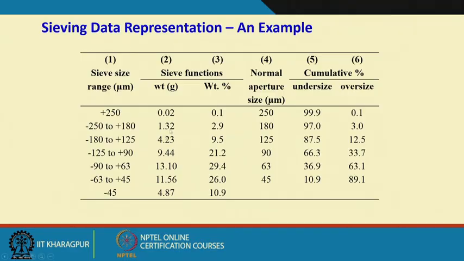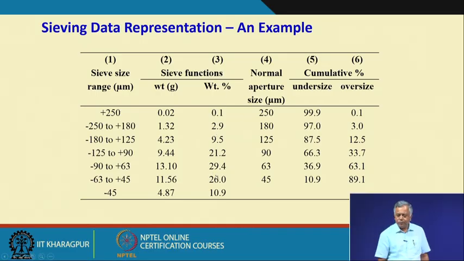So, what do we try to do? First, we try to convert them into weight percent. How do I do it? We have to add the total weight. The sum of all these individual weights will give you the initial weight of the sample.